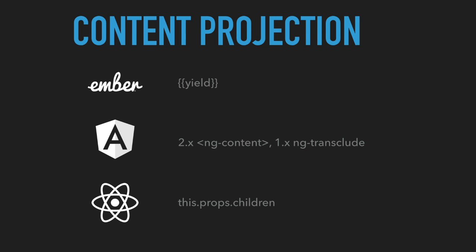The way this concept of content projection is handled in your favorite frameworks: in Ember, we use yield, and this is essentially taking the inner HTML of a component and placing it in a particular spot in the component's private structure. Angular 2 has this concept of ng content. Angular 1 has ng transclude. And in the React world, this.props.children will give you child components of a particular component.